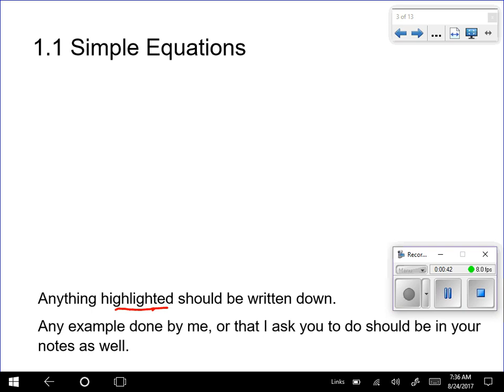If you just want to put them in your notes, that's awesome. But one way or another, they need to be written down. Then any example that I do, you should have written down as well. And any example I ask you to do, please write down. Awesome, let's get started here.